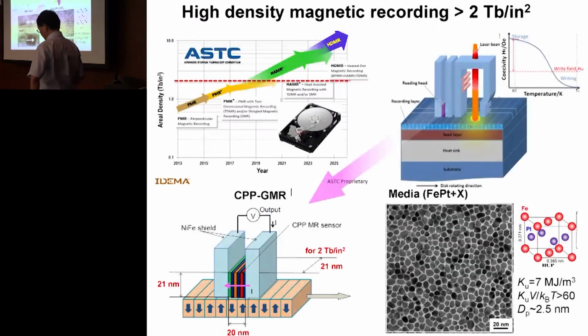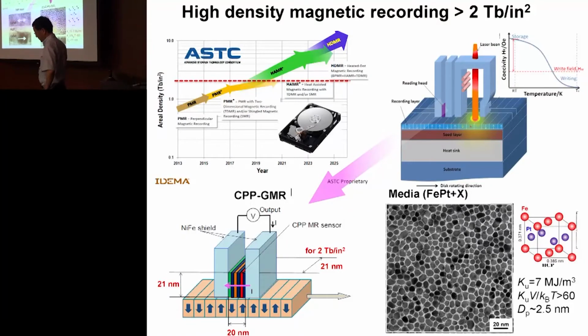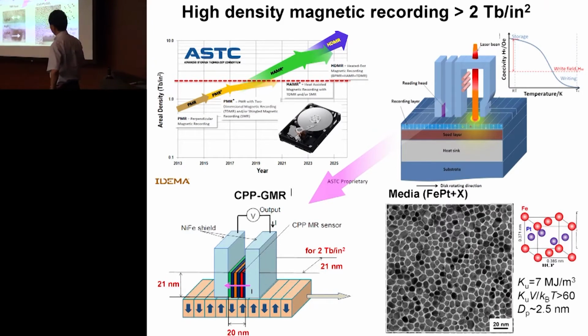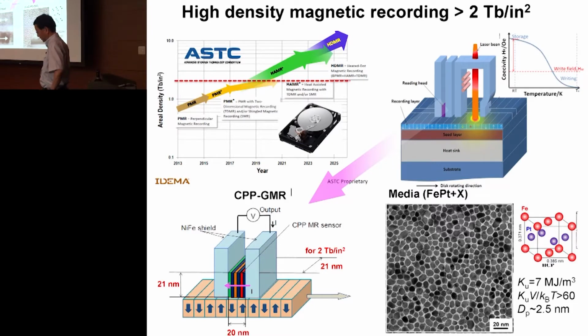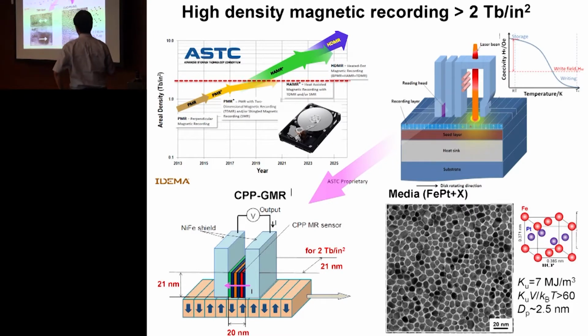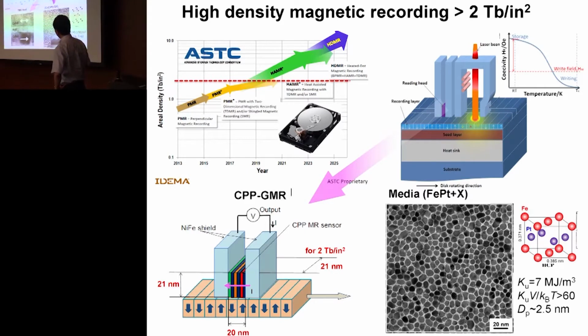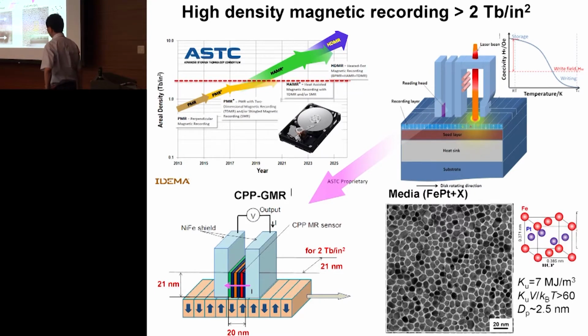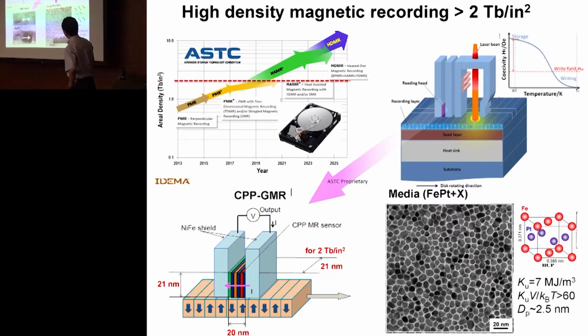So this is the roadmap published by ASTC. ASTC is a research consortium invented by the recording industry. And this is the areal density of recording, and this is the year to be developed. Currently, the areal density of hard disk drive is below 1 terabit per square inch. In order to sustain the industrial development, it is necessary to keep increasing the areal density. And the future target is about 2 terabit per square inch, around here.